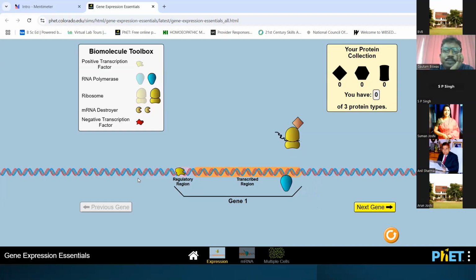And it produces a protein. Now, this mRNA, if it is not required, can be destroyed by some other enzymes.